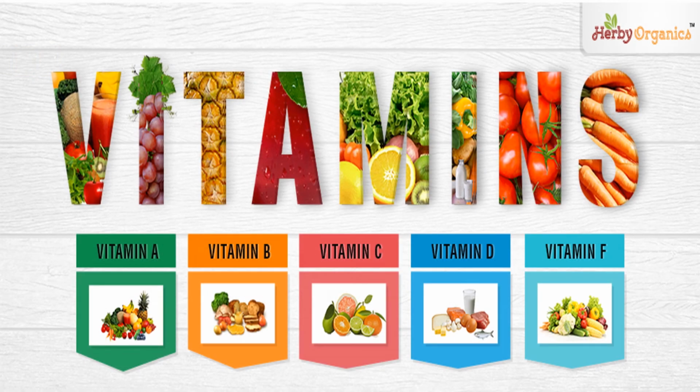So in vitamins, we find vitamin A, vitamin B, vitamin C, vitamin D, vitamin F. From fresh fruits, different kinds of breads, and a few vegetables, we can get vitamin A and vitamin B. For vitamin C, lemon, oranges, all citrus foods. For vitamin D, milk, bread, eggs, cheese, fishes are all good sources. And for vitamin F, good vegetables, leafy vegetables, carrot, and a few fruits are good sources. So all these are the different sources from which we can fulfill the requirement of different vitamins our body needs.